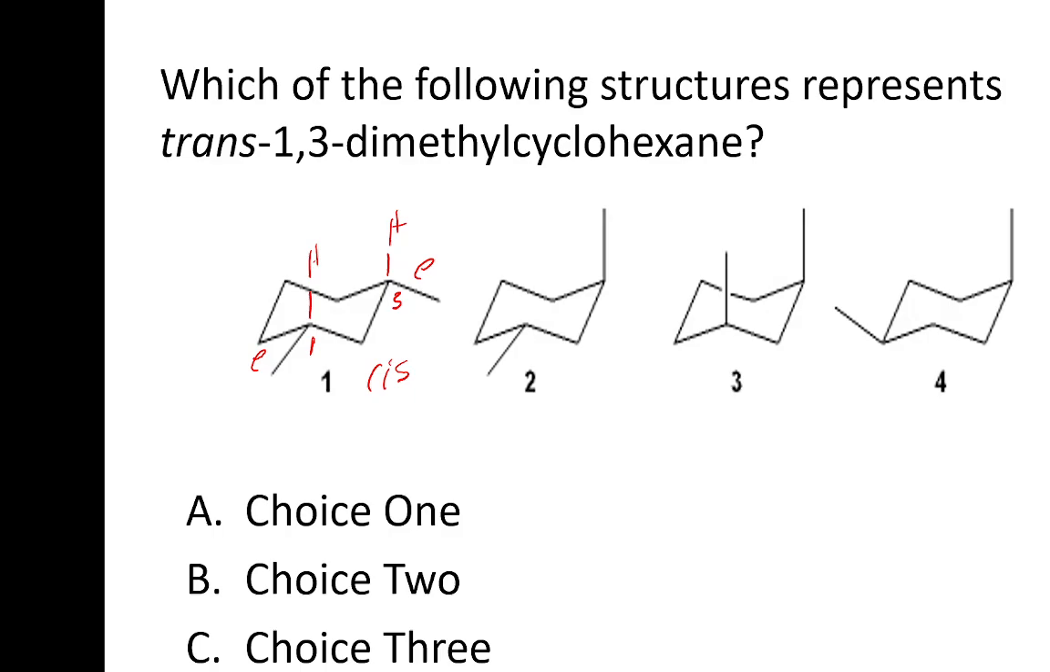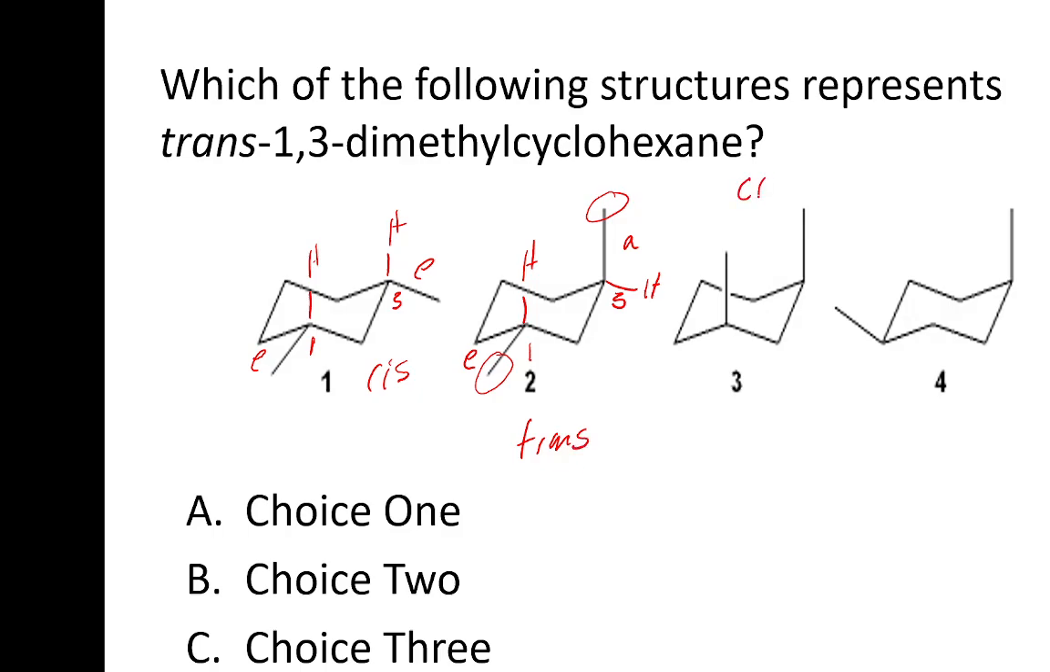And then if we look at structure number 2, again, 1 and 3, we have here an equatorial and an axial. And you see what I'm doing here? I'm drawing in my hydrogen just as a point of comparison. And I can see that the equatorial CH3 would be below the plane. The axial CH3 would be above. Indeed, this is trans.